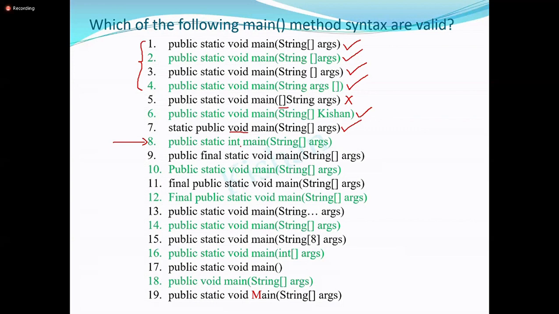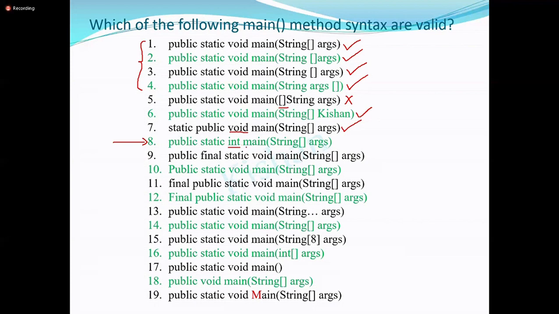The reason you will be getting a compile time error is that you are not returning anything. Return type is int here, so you should be returning something, right? Yes, exactly. If you return something, you will not be getting any error. But can you run the program? No, you cannot run the program.